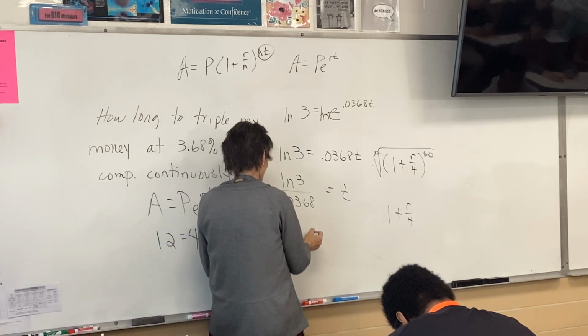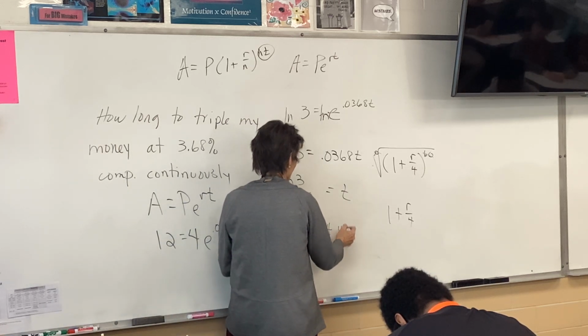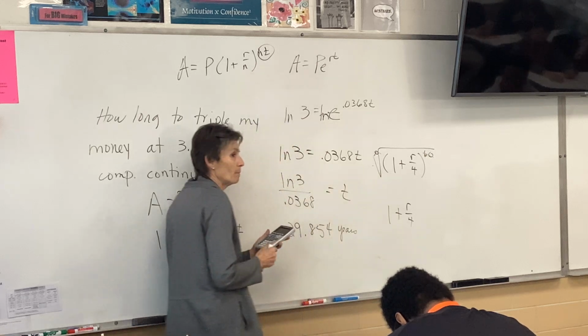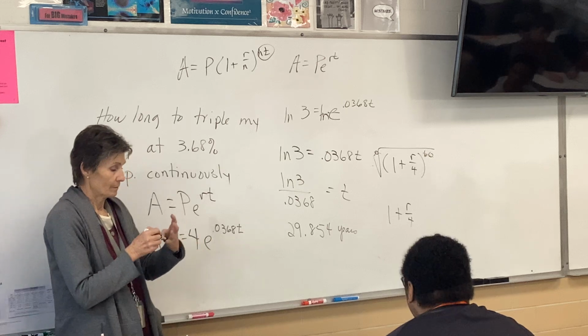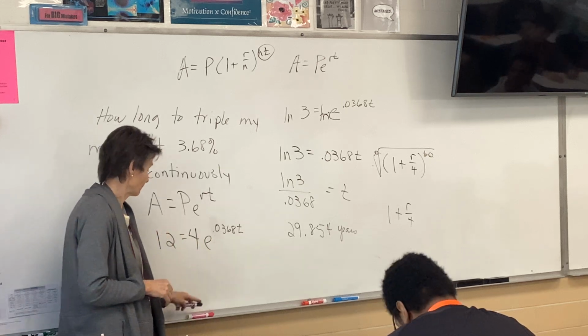It's gonna take 29.854 years. Money problems are always years, because your interest rates are always annual.